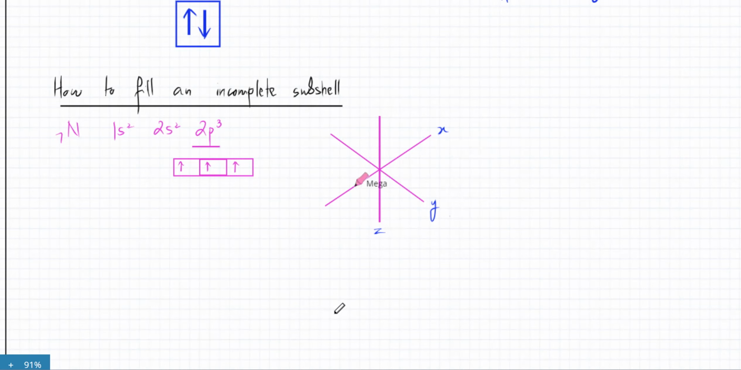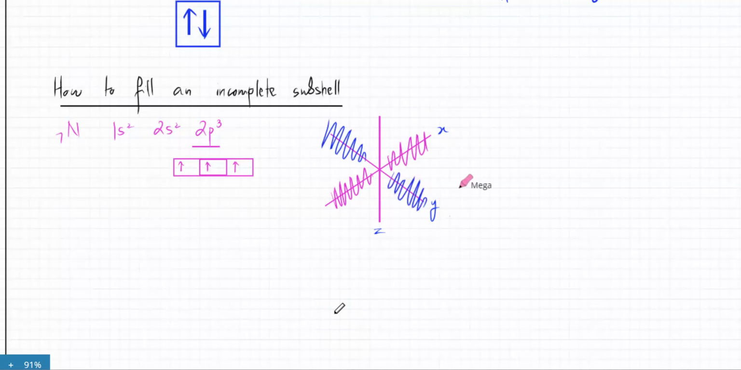If the electron decides to occupy the px orbital, the electron and its negative charge is buzzing around in this space over here. So that area is already occupied. If another electron comes around, why would it enter the px? It's going to avoid that, because there's going to be repulsion. It would prefer the empty space over here. So the next electron would actually occupy the py orbital.